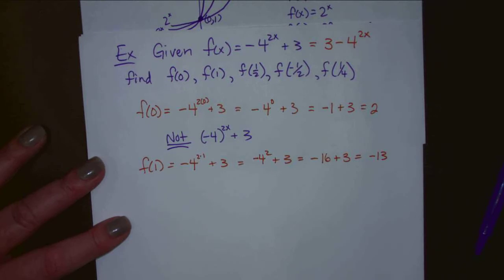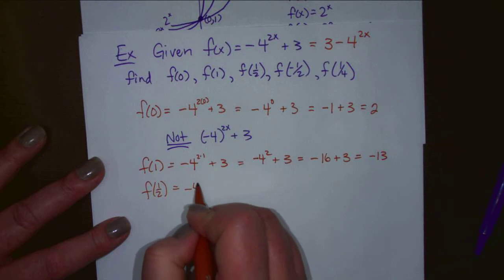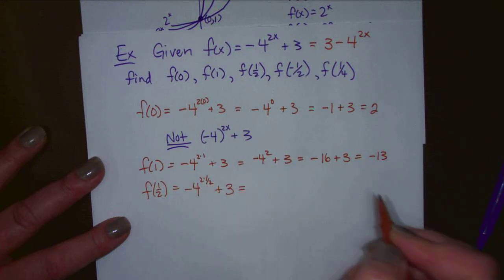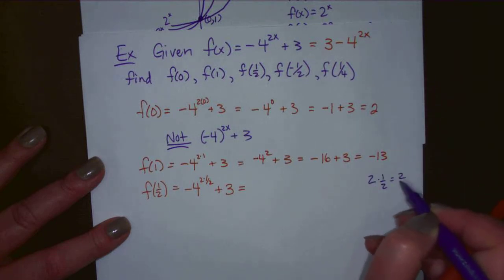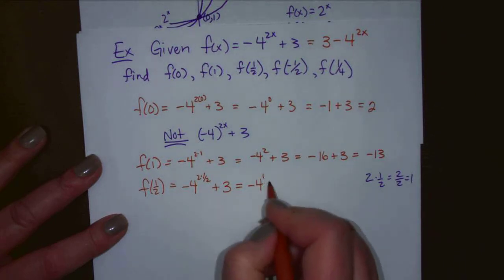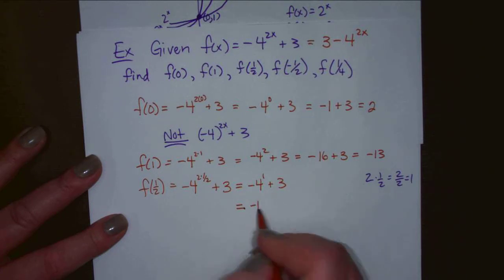Now what about putting a fraction in? So minus 4 to the 2 times 1/2. What's 2 times 1/2? 1. 2 times 1/2 is 2 over 2, which is 1. So what's the answer to this? Minus 4 plus 3 is negative 1.